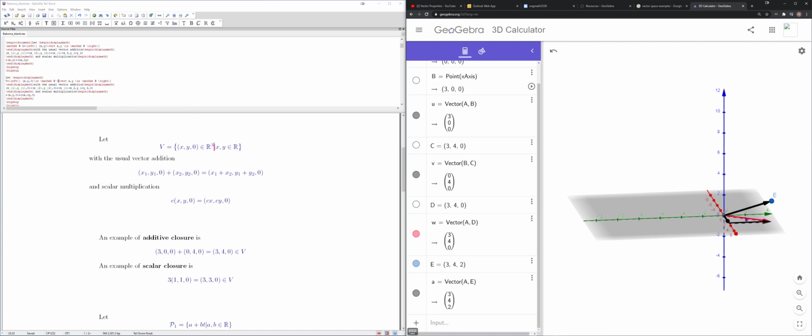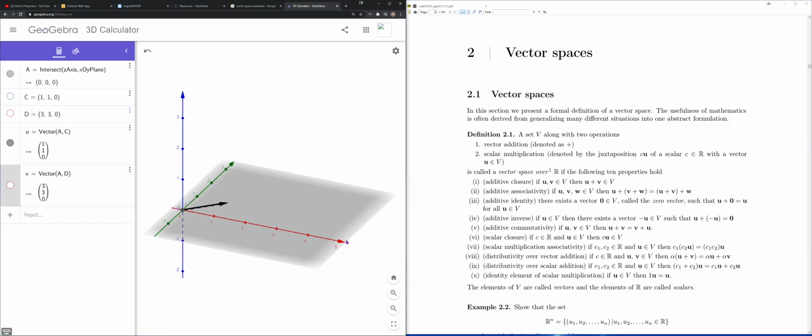You don't jump out, right? You will remain. So the answer is the red guy, not the black guy. And now let's see if we could understand what the scalar closure is.